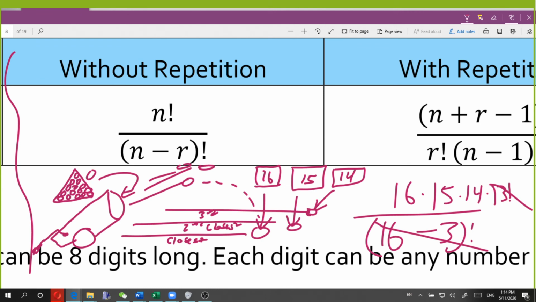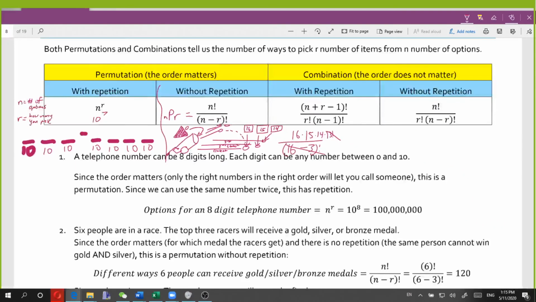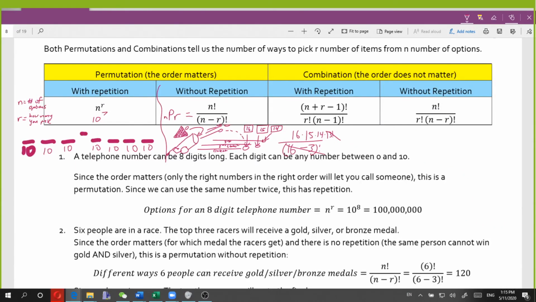In your calculators, you have a shortcut for this, which is a permutation without repetition, or nPr. Again, n is your number of options, and r is how many you pick.